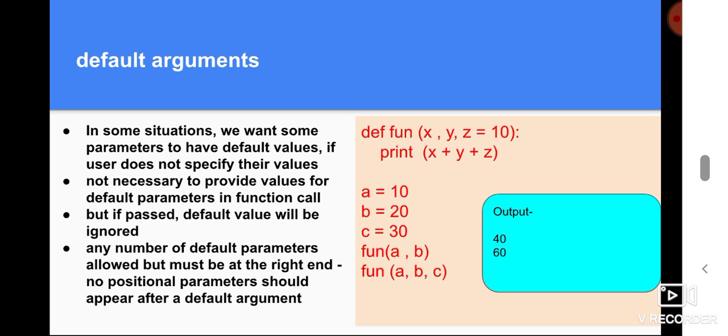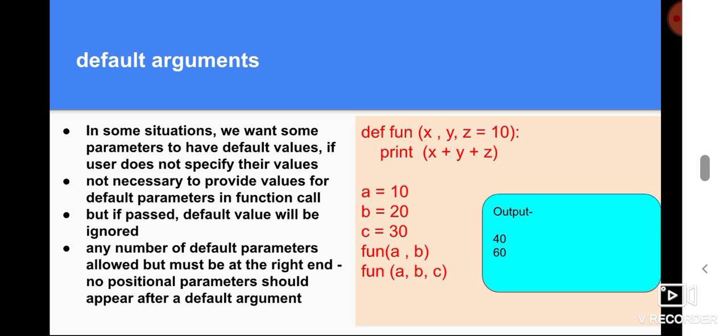Here, fun(a, b, c). Now in this function call we have provided 3 arguments, a, b and c, and there are 3 parameters. So what happens now is that a is assigned to x as before, b is assigned to y as before, but this time c is assigned to z, and z gets the value of c, which is 30, and this default value 10 is ignored.